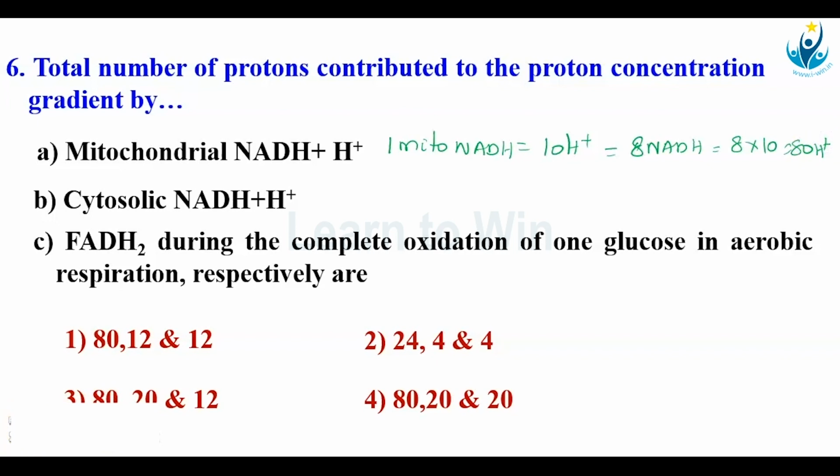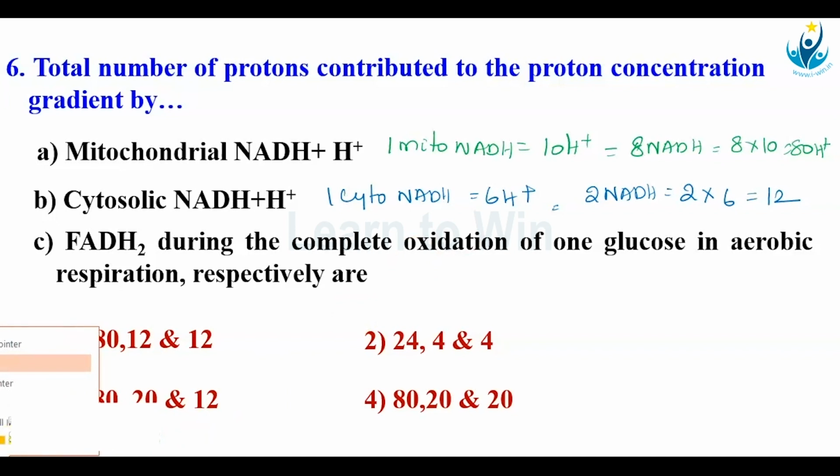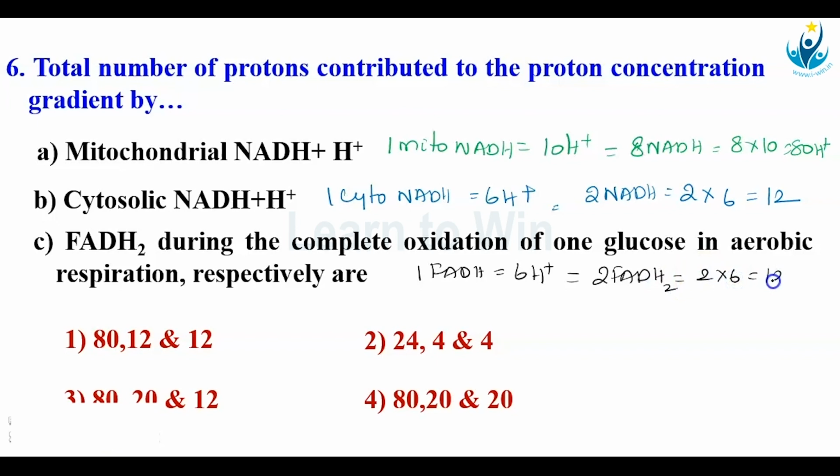Next, cytosolic NADH. One cytosolic NADH is worth only 6 protons, 2 plus 4. You have 2 NADH, so it will be 2 into 6, which is 12. Next, for the third one, FADH2. One FADH2 is also associated with 6 protons. Here you have 2 FADH2. That means it is 2 into 6, 12 protons.